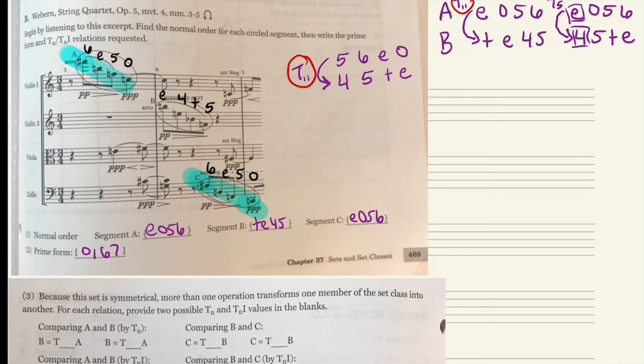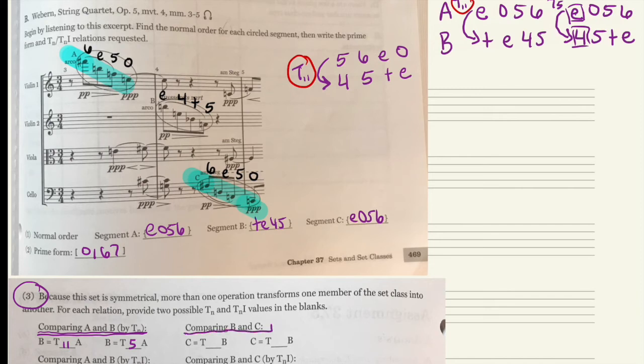So this question 3, if I'm comparing A and B by transposition, my first blank, T11, I have to apply transposition at the level of 11 half steps to set A to get to B. And then I can also transpose by 5 to get to B.